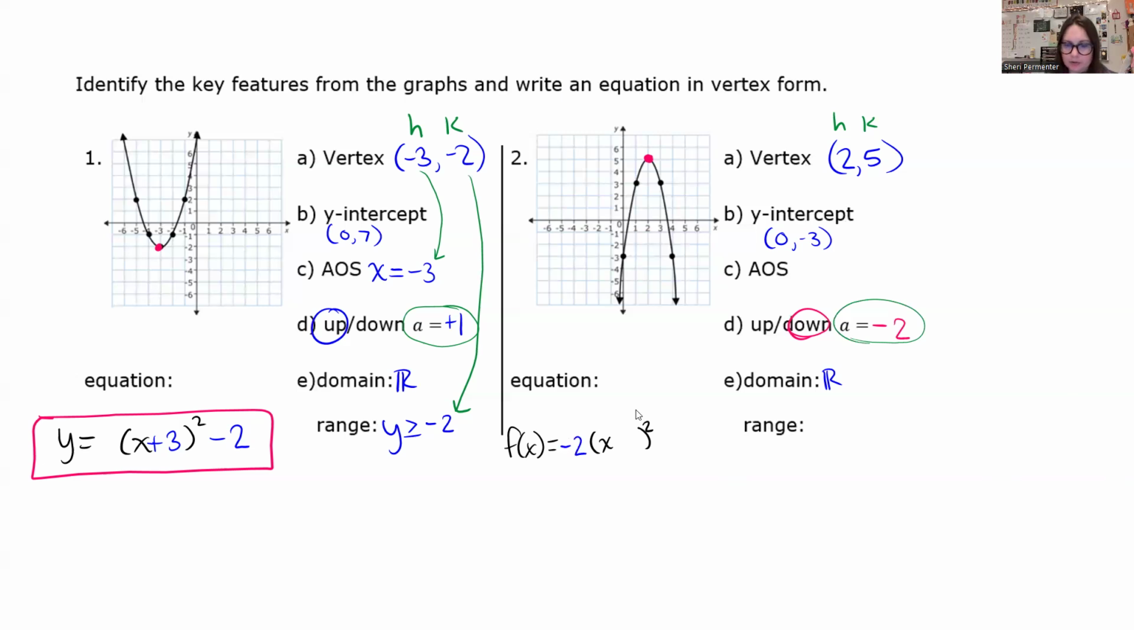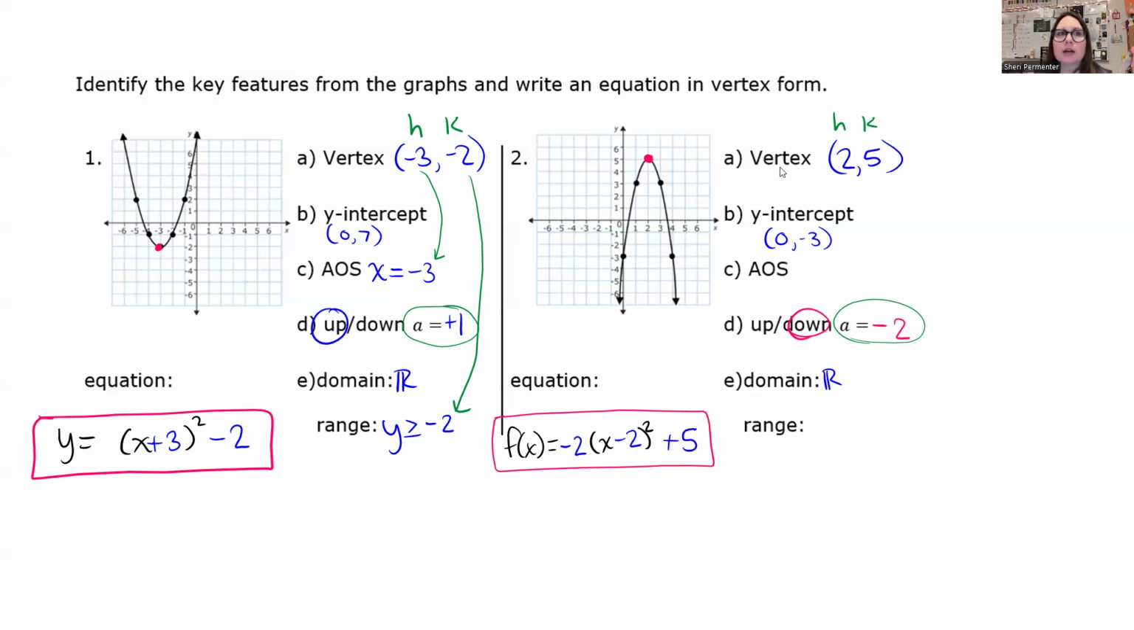Yes, -2. And then I put K. K is just K. What you see is what you get, so +5. So I already have my equation. My point is you don't have to know all the other stuff to write the equation. All you have to know is a vertex and A to write an equation.